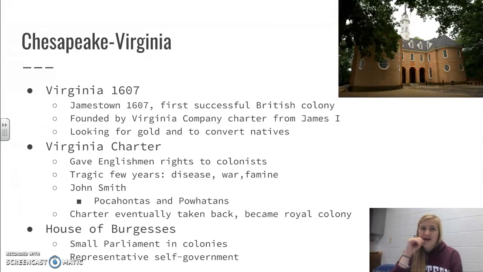But the issue with Jamestown is they get there and it's a whole new world, a whole new land, and they have no idea what to do. So it's very tragic the first few years. The first few winters, over half of their population dies during the winter just from being cold and hungry. So disease, war, famine, winters hit the Jamestown colony extremely, extremely hard.